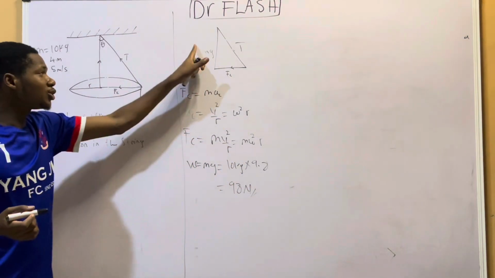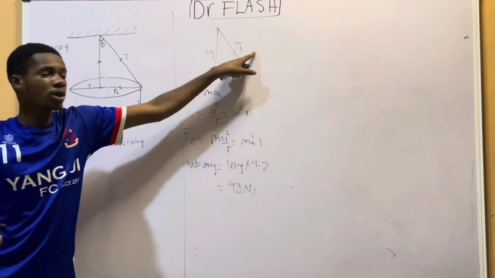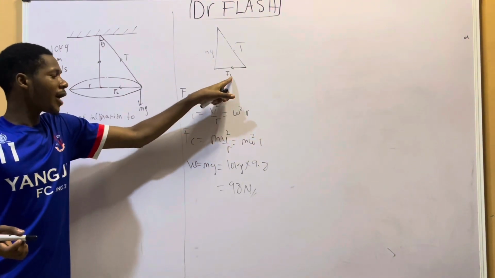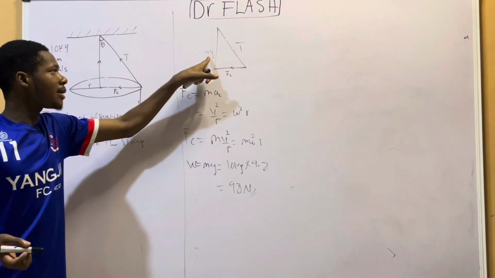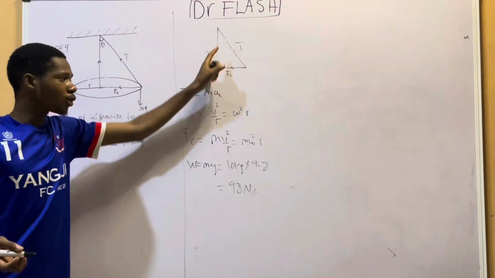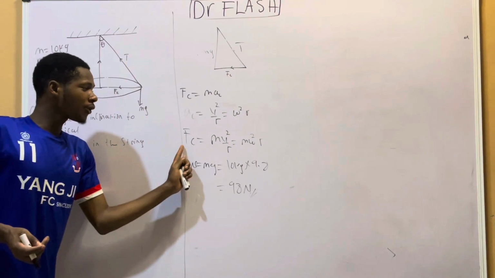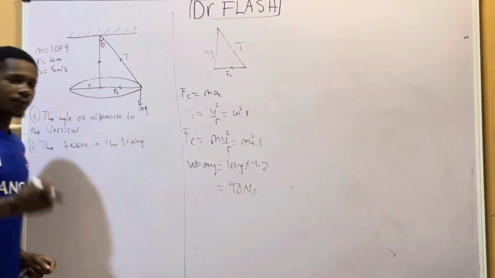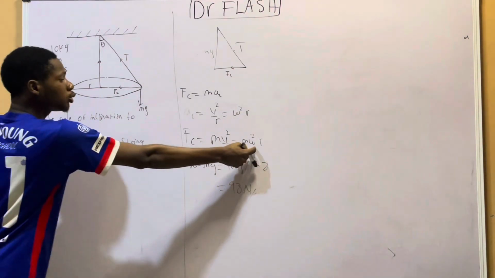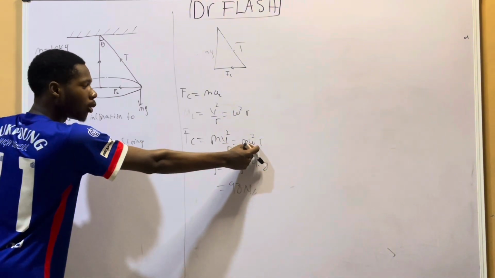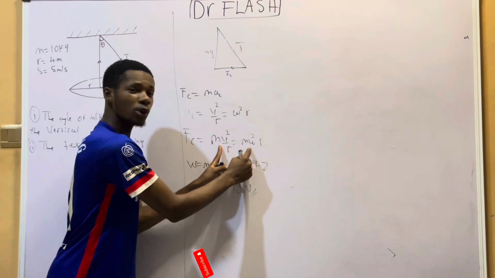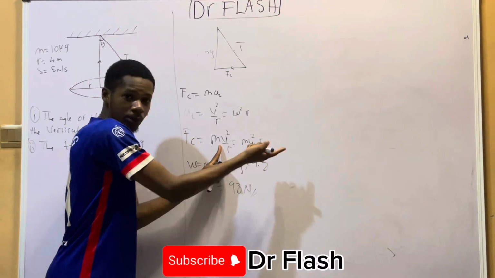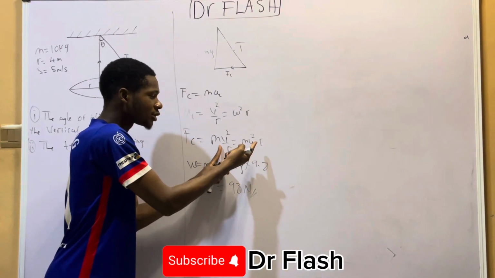Now, to obtain the angle, we need one of these two. How do we find Fc so that we can make use of this side, mg, and Fc to find the angle? We've already put the formula, which is mw squared r. But do we know w? We do not know. Now, we can make use of this one. The only reason we're not making use of the other one is because we don't know the value of w, which is omega, that is angular velocity.